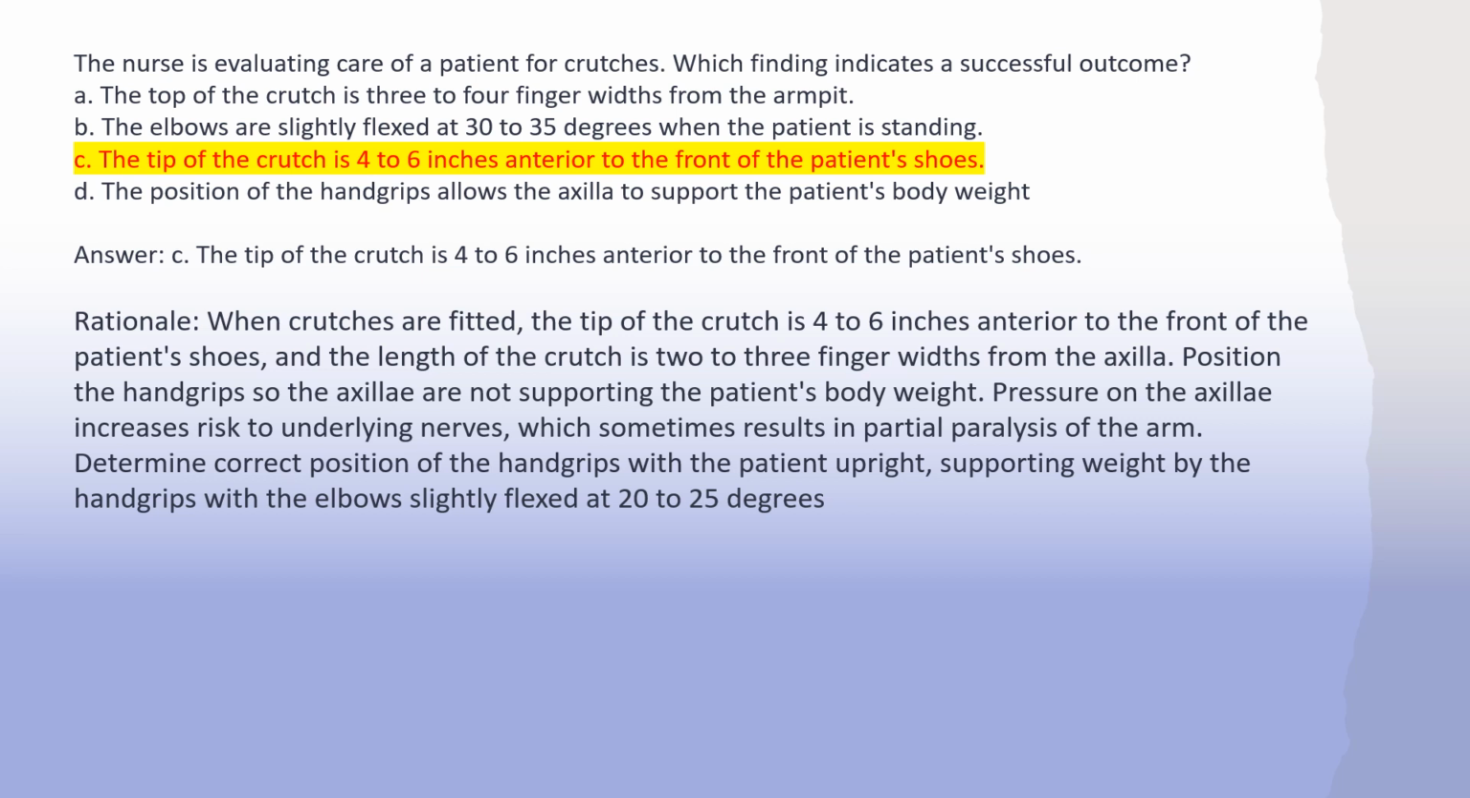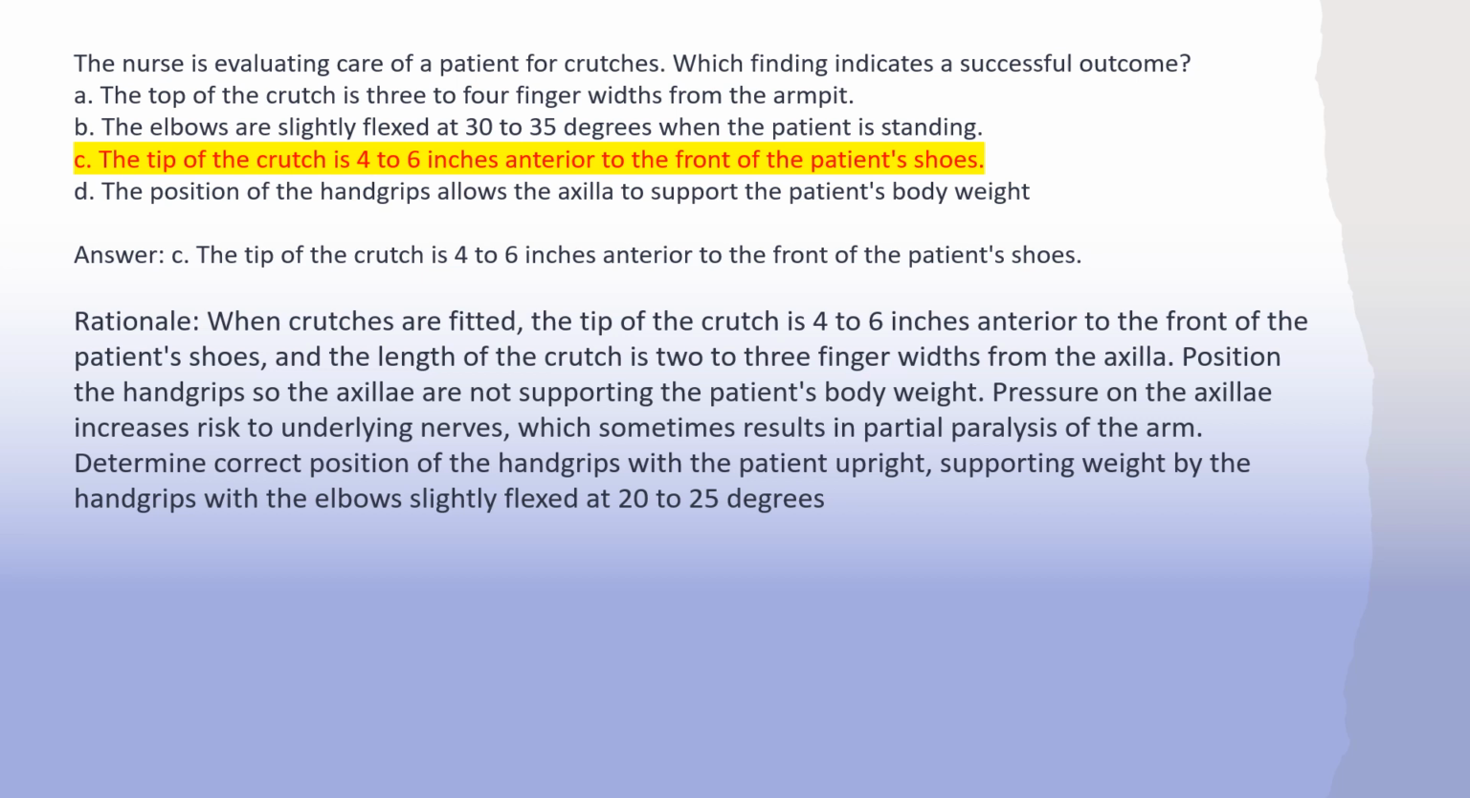Answer C. The tip of the crutch is 4 to 6 inches anterior to the front of the patient's shoes. Rationale: when crutches are fitted, the tip of the crutch is 4 to 6 inches anterior to the front of the patient's shoes, and the length of the crutch is 2 to 3 finger widths from the axilla. Position the hand grips so the axillae are not supporting the patient's body weight.